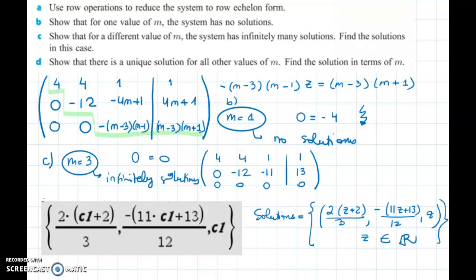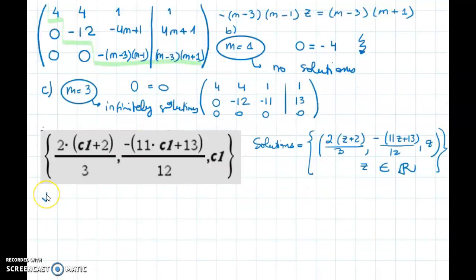I didn't mention anything, but actually that was a legal move for us to do. So let's go ahead and find the solution in the case that we have a unique one in terms of m. This is part D, and we know that m is not 3, and we know that m is not 1. So for the last row, I'm going to divide both sides by m minus 3 and m minus 1.